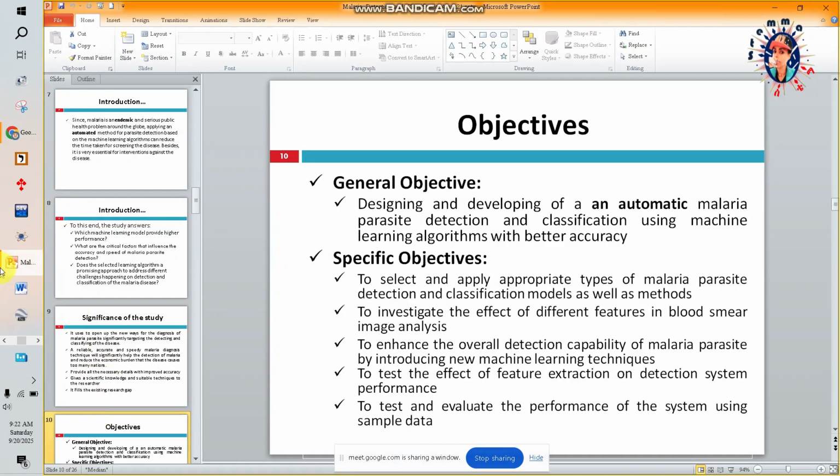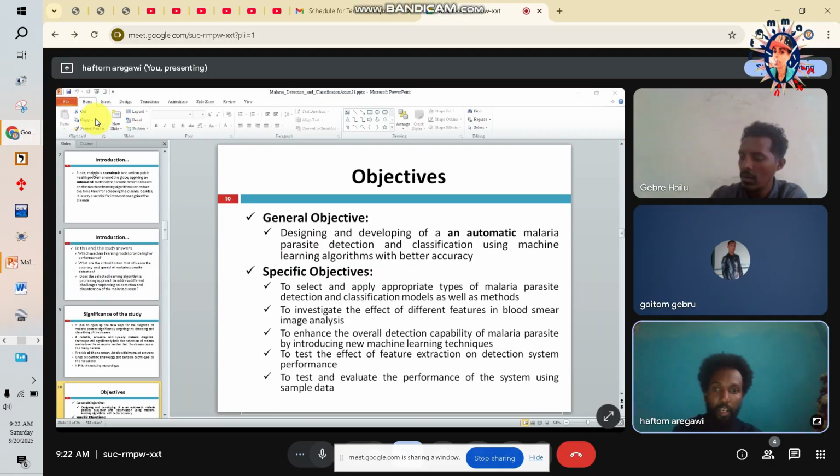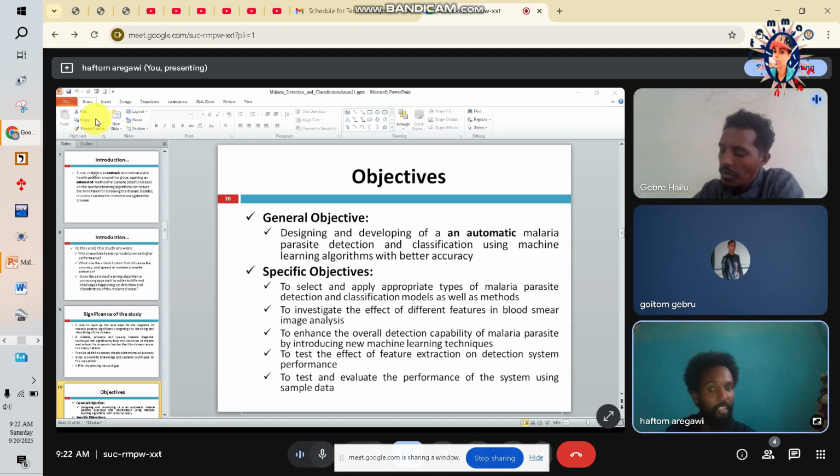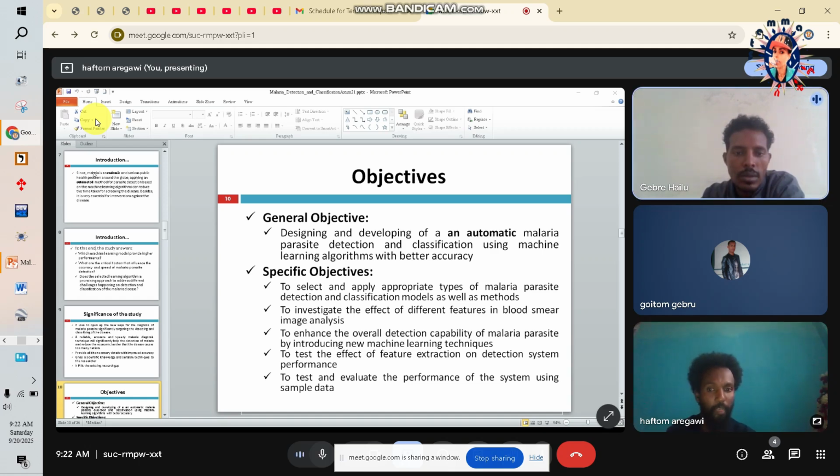Then, in our study, the main general objective is designing and developing an automated malaria parasite detection and classification system using machine learning algorithms with better accuracy. We formulated specific objectives, like to select and apply appropriate malaria parasite detection and classification models and methods, to investigate the effect of different features in blood smear image analysis, to enhance the overall detection capability of malaria parasite by introducing new machine learning techniques.